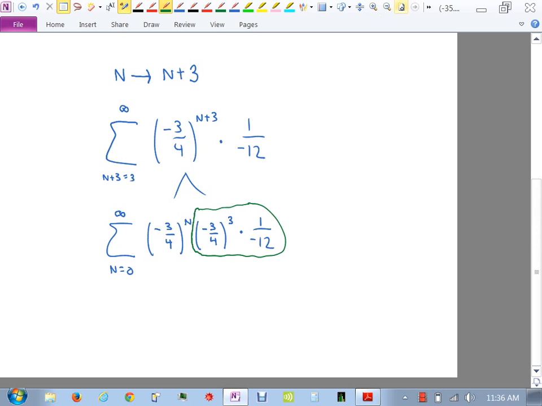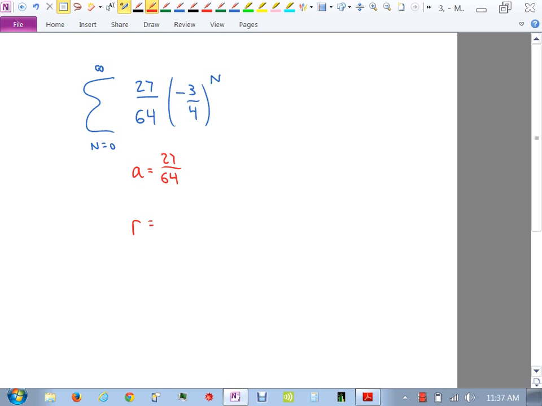I need a new page. Sum n equals 0 to infinity. 27 over 64, and bring that out front. Negative 3/4 to the n. It should have been positive because it was negative 3/4 cubed, which stays negative, and then the 1 over negative 12. Everyone got that? We good? Yeah. Okay. So A is 27 over 64, and R is negative 3/4, and then you can go and figure out what the sum is.